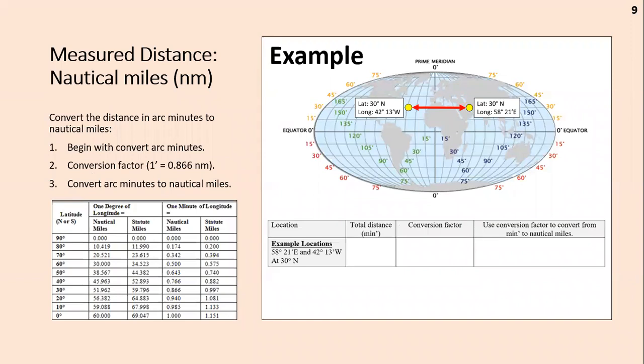Next, we will use our previous example to practice converting arc minutes into nautical miles. Start with the converted arc minutes calculated from the previous example of 6,034 minutes. At this point, you'll need to recall that lines of longitude are not parallel, but converge at the poles. Thus, the physical distances between lines change. At the equator, the distance ratio is 1 minute to 1 nautical mile. However, as the lines of longitude converge towards the poles, the distances decrease. Thus, the ratios decrease.